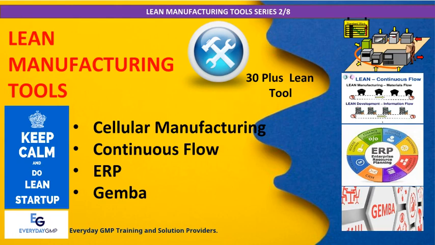This is a series of videos. We will discuss all the lean manufacturing tools. In this series we will discuss more than 30 lean manufacturing tools. In this video we will cover a few lean tools like cellular manufacturing, continuous flow, ERP and Gemba. Links of other videos are in the description. Further tools are covered in other videos of the series on lean manufacturing tools. This is video number 2. Keep watching all videos, so let's start.